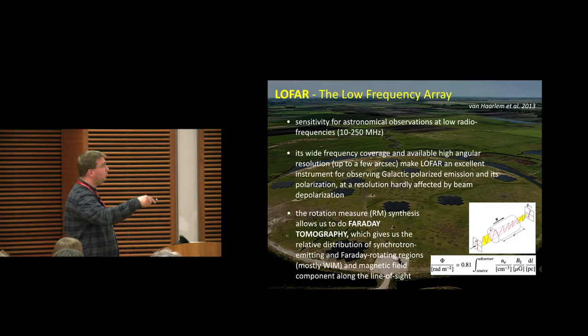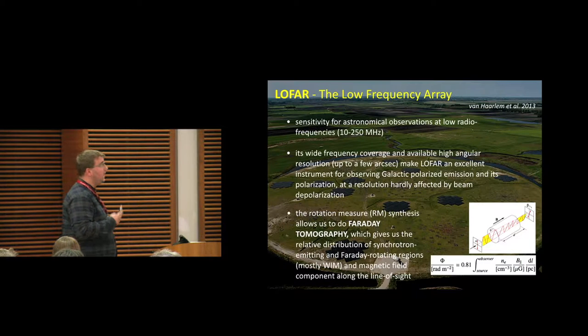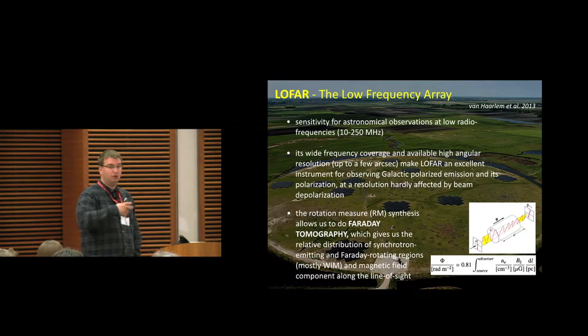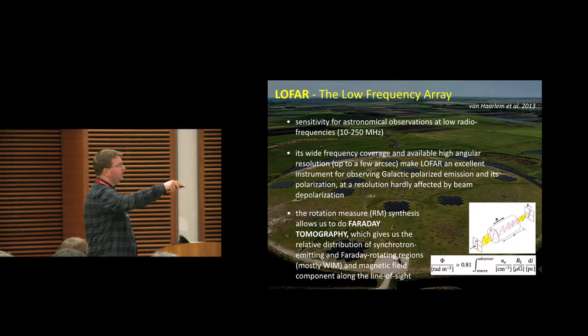And then if we combine the LOFAR observations with the RM synthesis method that we heard about in the previous talk, this allows us to do Faraday tomography. So we are able to disentangle the relative distribution of synchrotron emitting and Faraday rotating regions and magnetic field properties along the line of sight. And here, once more, just to remind ourselves that if we see a structure at a certain Faraday depth, denoted here with phi, we see the product of the thermal electron density and the parallel component of the magnetic field.